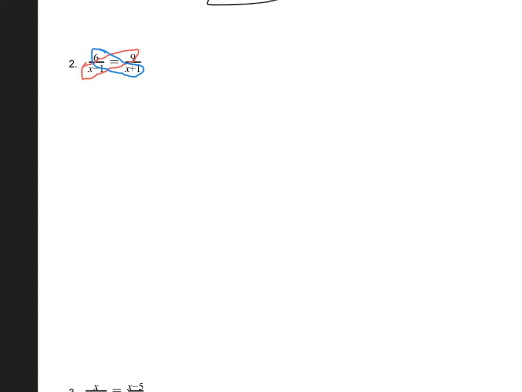Right, so we have 9 times x plus or minus 1. Sorry. And that's going to be equal to 6 times x plus 1. That's a plus sign. Right, you're just cross multiplying. Simple as that.